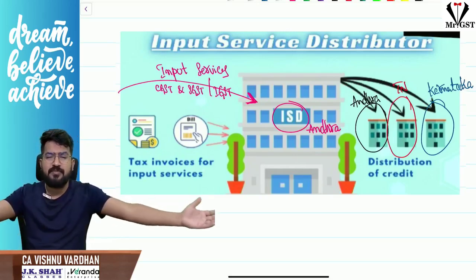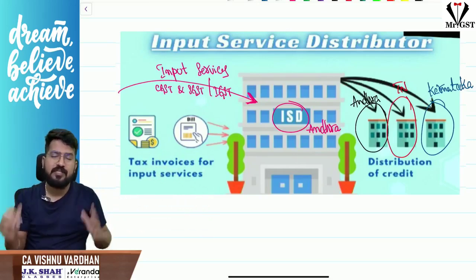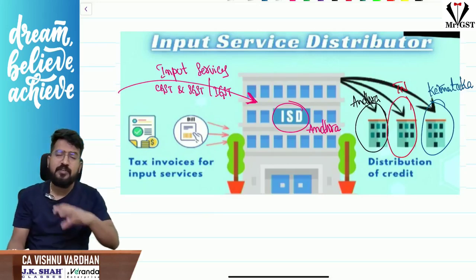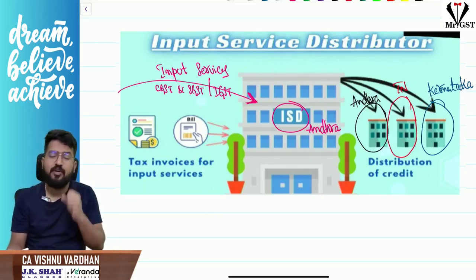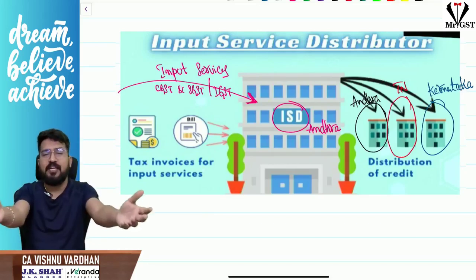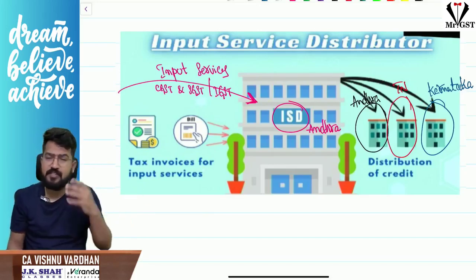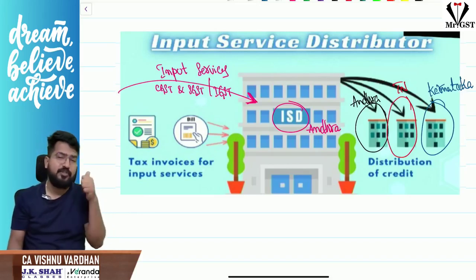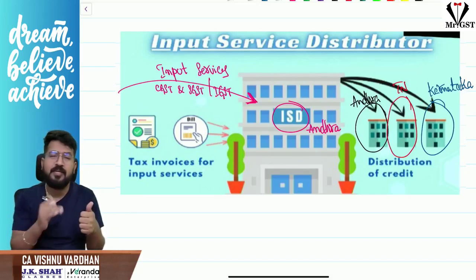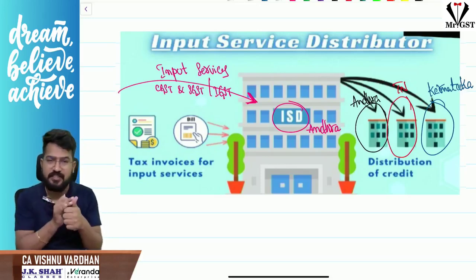So we are transferring it to the branches where output tax is generated, and the services which we are receiving at the administration building or central office related to the branches. So related to the branches, we are distributing to those branches. For that, we need first of all ISD registration separately. It is not general registration. Even though you have a normal registration, you should take an ISD registration separately for doing this.